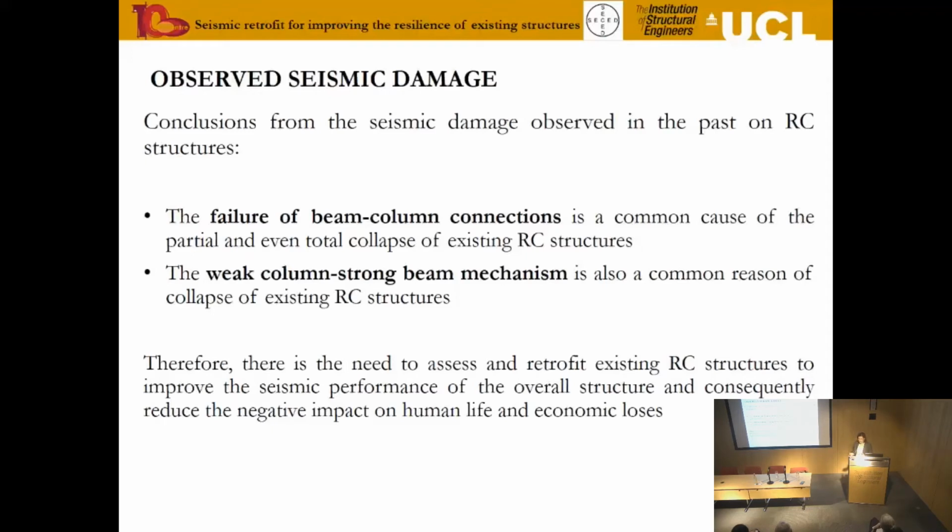It needs to think about failure of beam column connections, and in particular needs to try and reverse the weak column strong beam mechanism that is quite predominant in these older structures. And there is a pressing need because they're high occupancy and potentially very deadly.